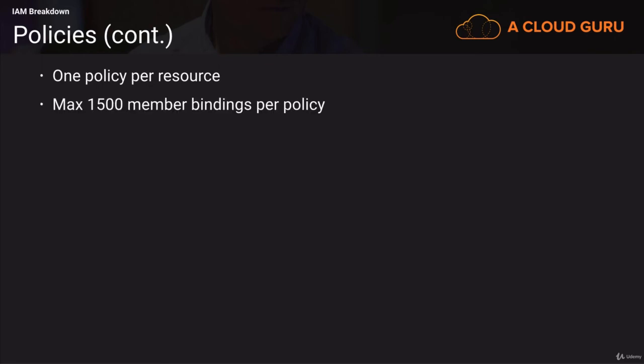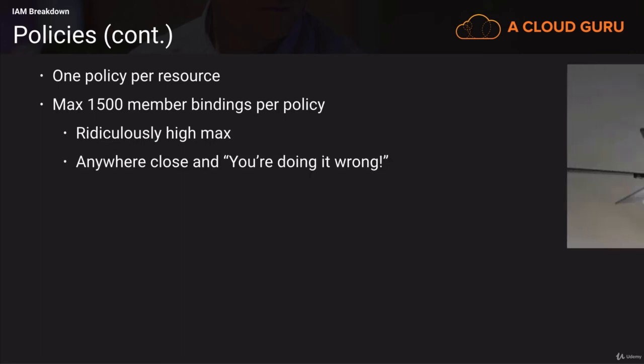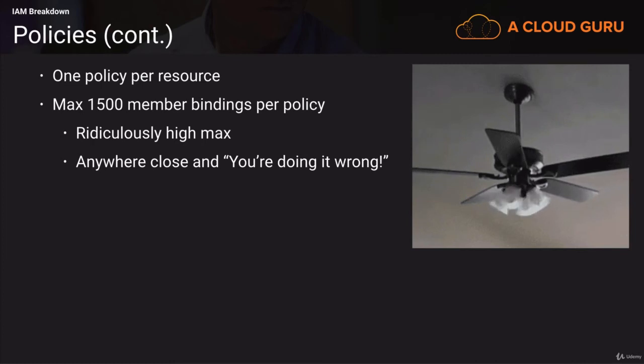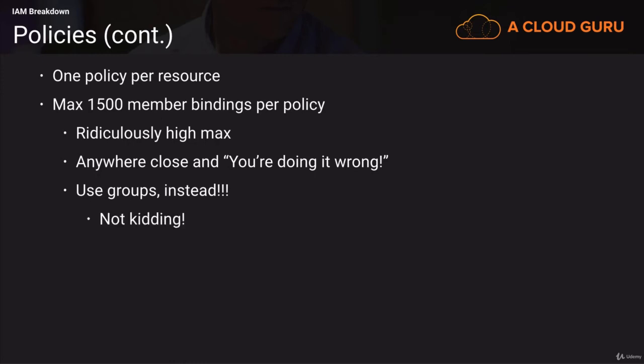So let's take a look at a few more things about policies. Each resource can have exactly one policy attached to it. By default, resources generally have an empty policy attached to them. Now, in that one policy per resource, you can have a maximum of 1,500 member bindings. Now, the reason I point this out is not so that you'll memorize this, because you really don't need to. I say this because I want to call out that this is a ridiculously high maximum. If you are anywhere close to this number of bindings, you're doing it wrong. The answer is that you should use groups instead. I'm really not kidding here.